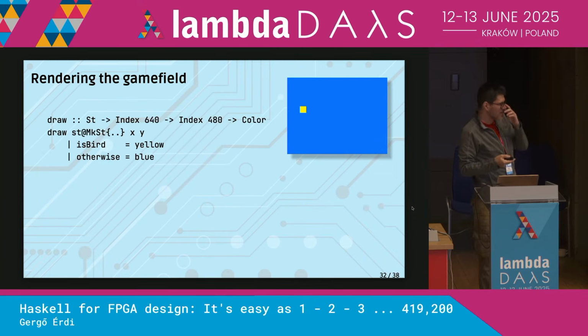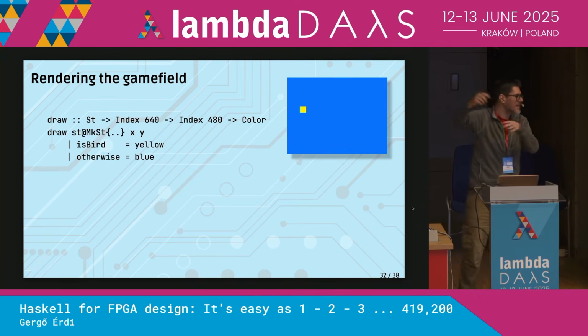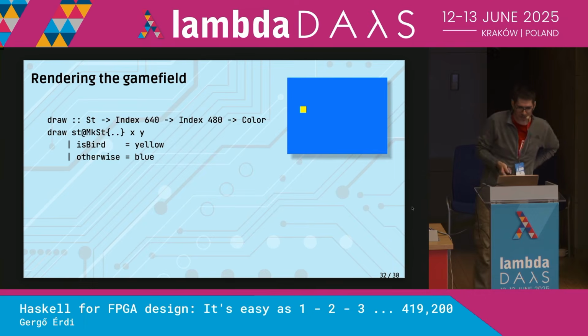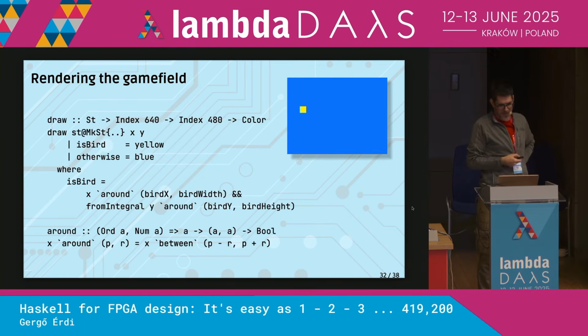Okay, so now that we know how to update the state, how do we render this? So remember our draw function takes the state, takes the current electron beam coordinate, and gives you the color. Okay, so first thing we want to do is to say, if the xy coordinate is inside the bird, then it should be yellow. When I say yellow, it's defined somewhere as an RGB value, whatever. So what does it mean to be inside the bird?